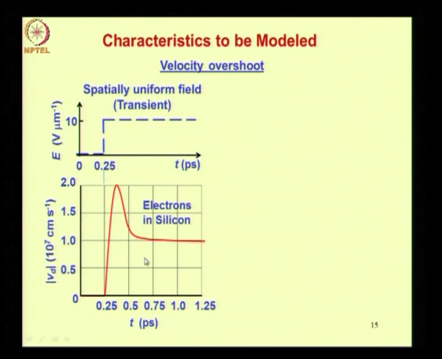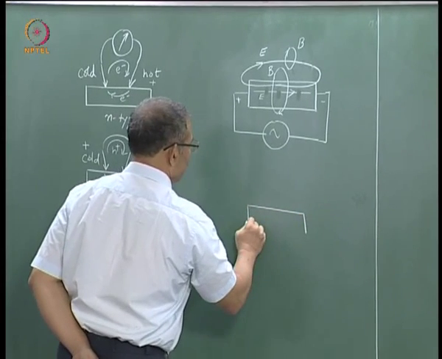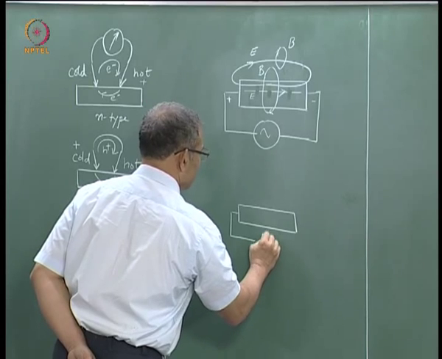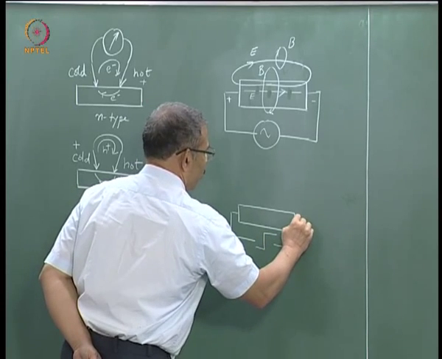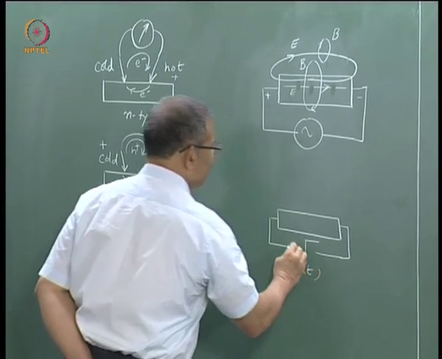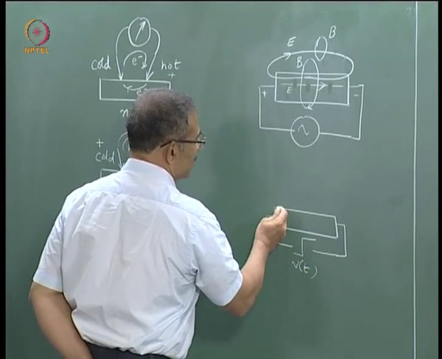So this is a situation something like this. You are taking a uniform semiconductor and you are suddenly stepping the voltage, as a result of which the electric field also is stepped. So the semiconductor bar is uniform.